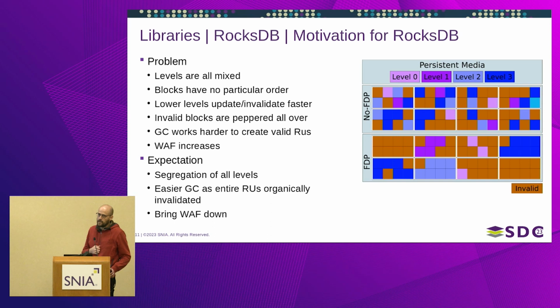And the expectation of onboarding FTP would be to avoid the write amplification, and it's the same as in Cachelib. We segregate the levels, then it's easier to reclaim the unused or invalid blocks, because they have been invalidated already by the host. Everybody is segregated into their own little blocks that become invalid all at the same time. That's the idea. That's the expectation.